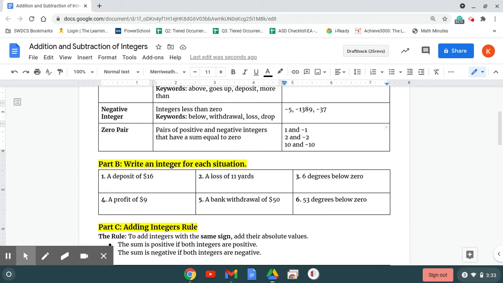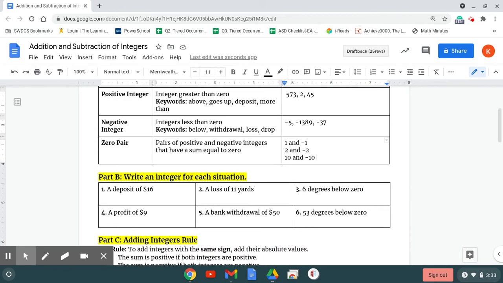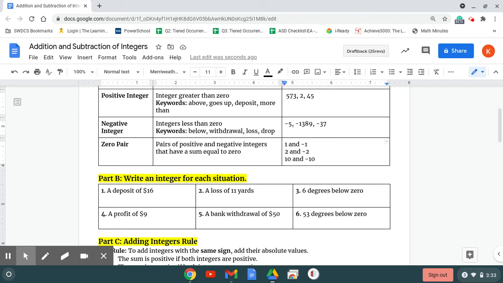Part B is write an integer for each situation. So this is when those keywords are going to come into effect and we're going to need them. So we have a deposit of $16. You could do one of two things. You can look up at our examples. Deposit is up here in our positive integers. So we know that's going to be a positive. Or you can think of, what am I doing when I deposit money? If I'm depositing money, I'm putting money into my account. So I'm getting more. If I'm getting more money, then it's just going to be a positive $16. So deposit is positive. So positive 16.